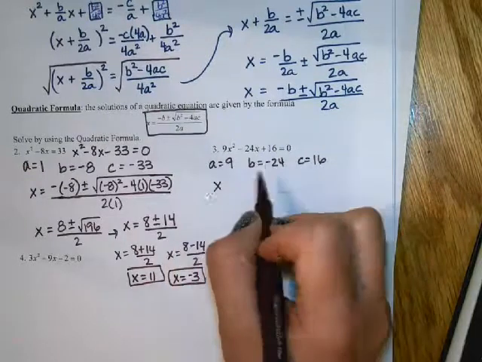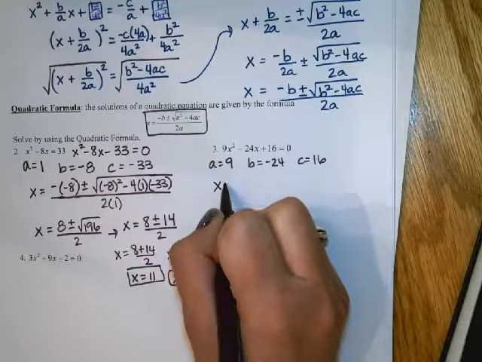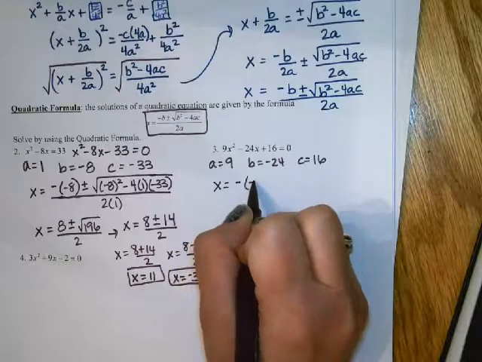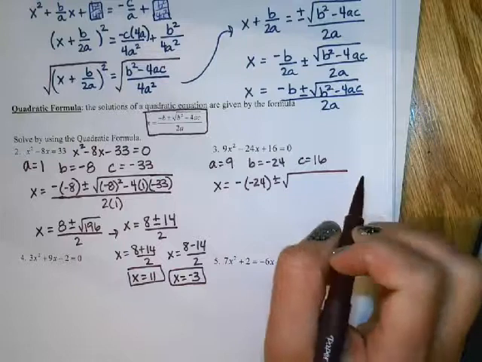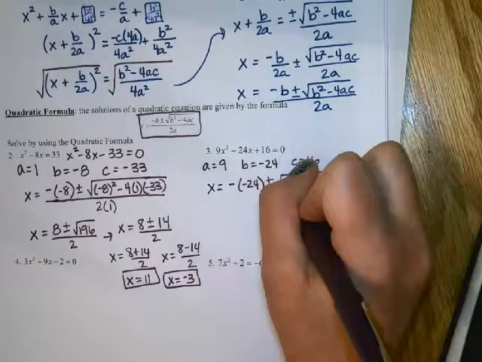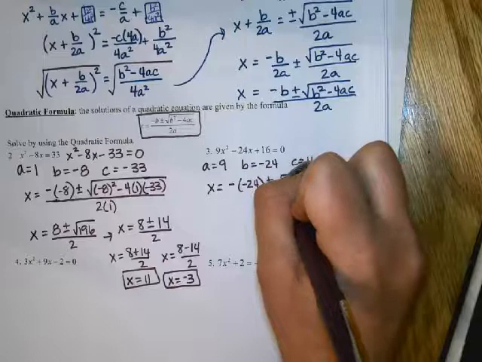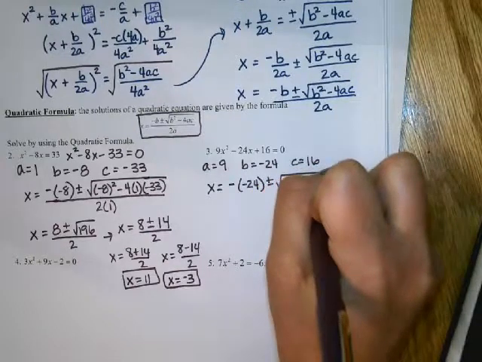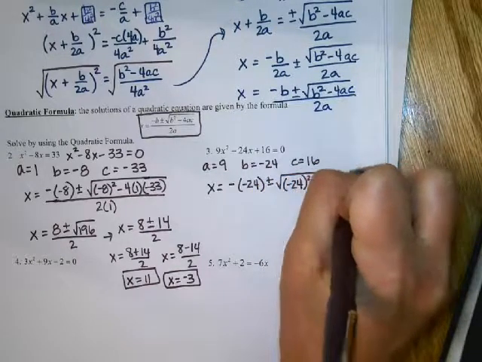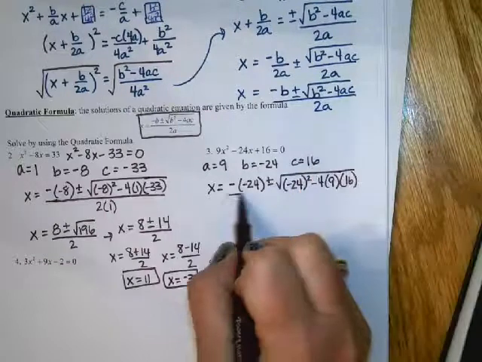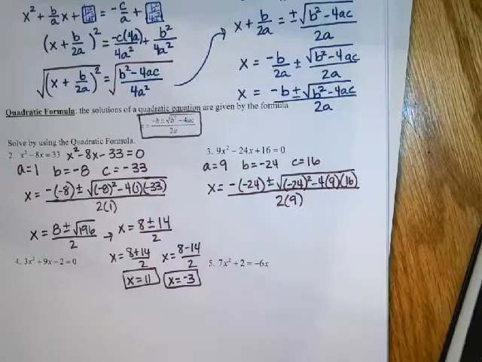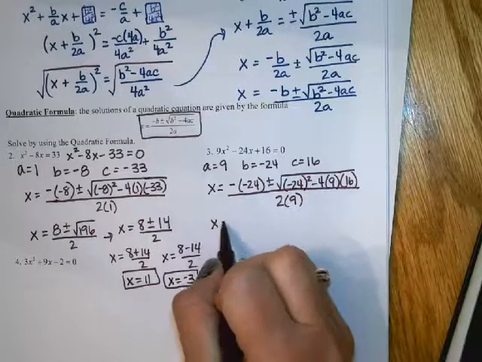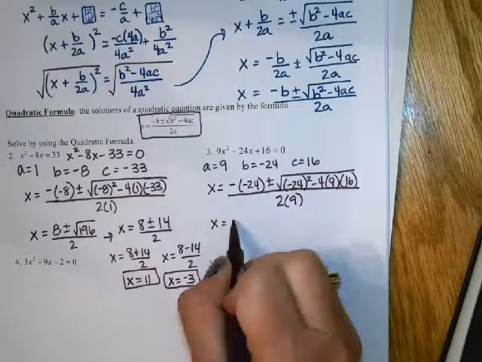A is 9, B is negative 24, and C is 16. So x equals negative 24 plus or minus the square root of b squared minus 4 times 9 times 16, all over 2 times 9. Negative is a positive 24.